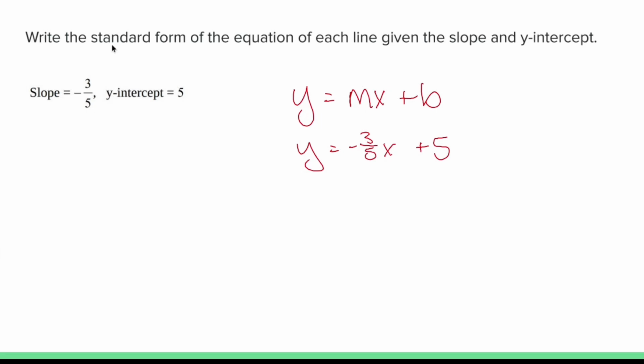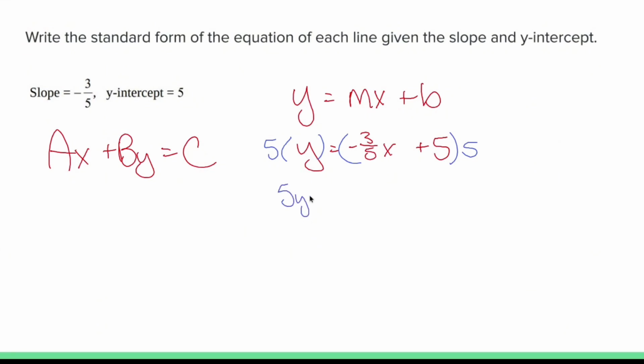Now my job is to get this into standard form. Standard form looks like ax plus by equals c, where I'm not allowed to have any fractions. So what I might want to do first is get rid of that fraction. How do I get rid of a fraction where something is over 5? Well, multiply both sides by 5, of course. So 5 times y is 5y. 5 times -3/5 x is going to be -3x, because the fifths and the 5 cancel out. And then 5 times 5 is 25.